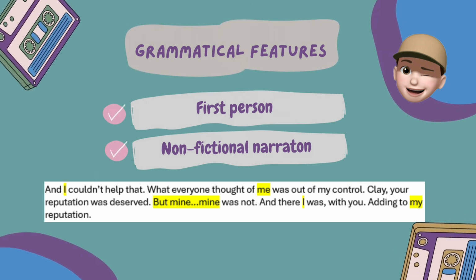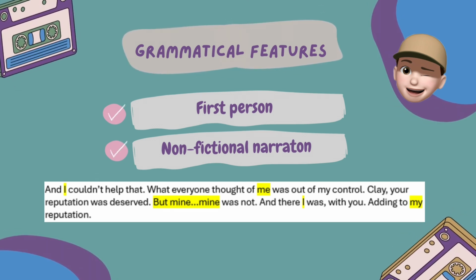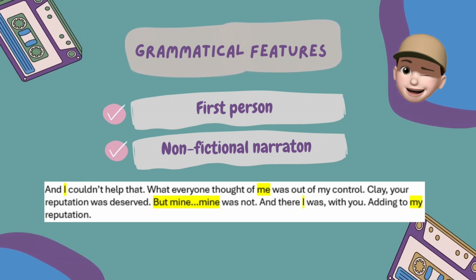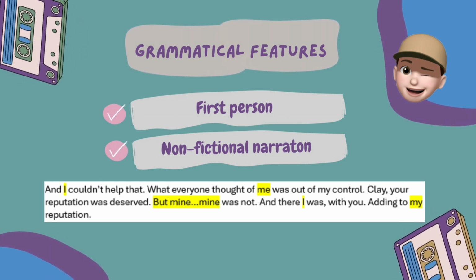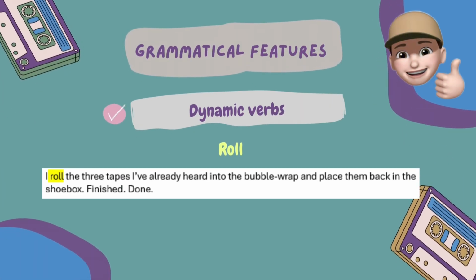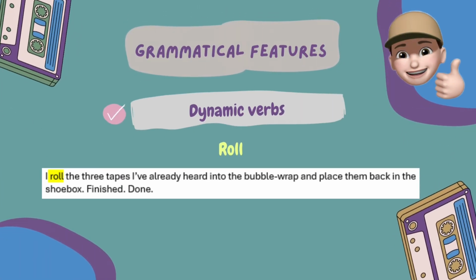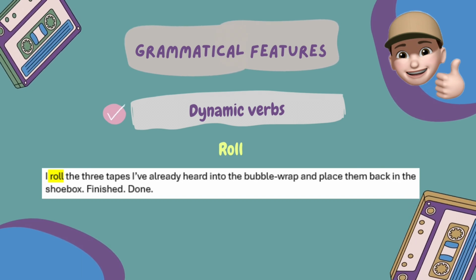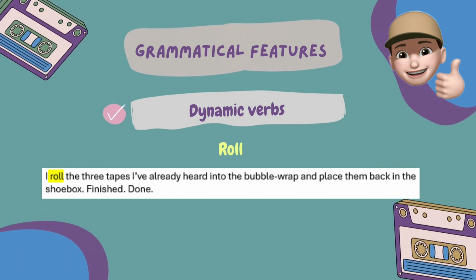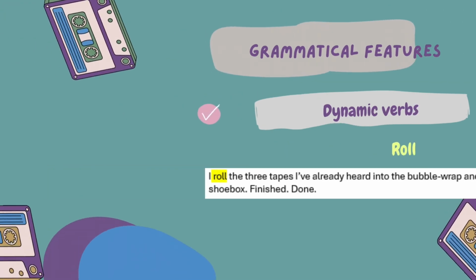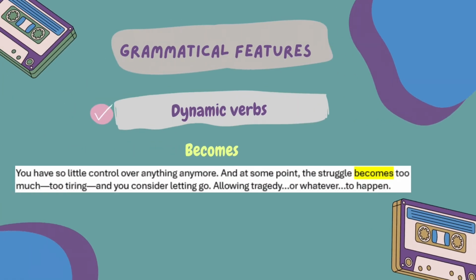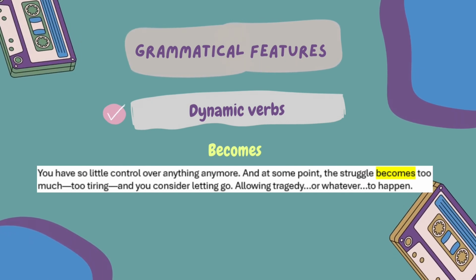This novel is written in first person and is narrated by a non-fictional narrator. In this case, the narrator is Clay Jensen, who tells the story from his own perspective while he is listening to the Hannah recordings. This novel contains several dynamic verbs to express actions of movements, processes, and changes. Some examples of dynamic verbs in the story are roll, "I rolled the 3 tapes," slip, "I slipped this tape," and becomes, "this struggle becomes too much."